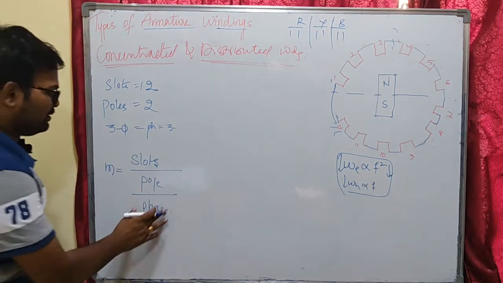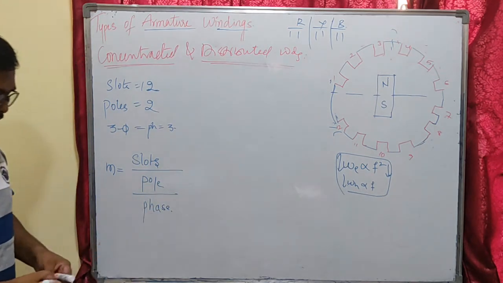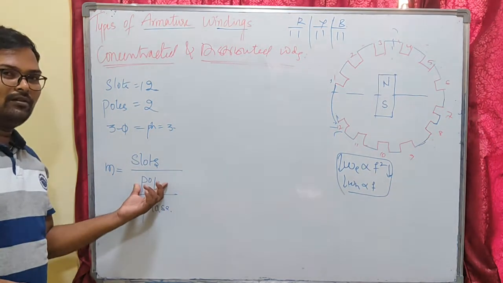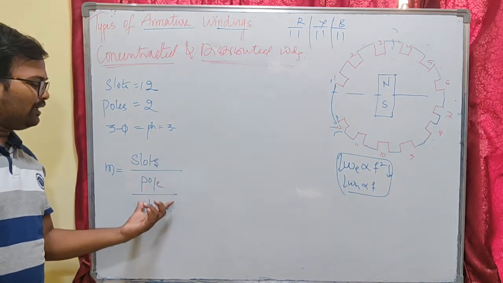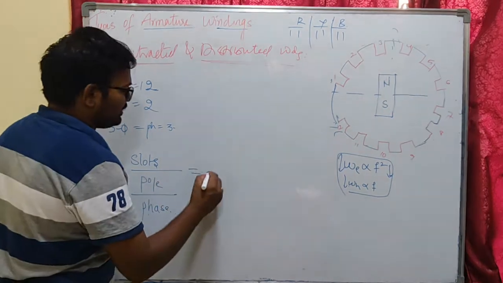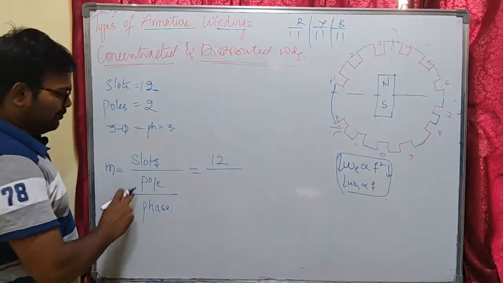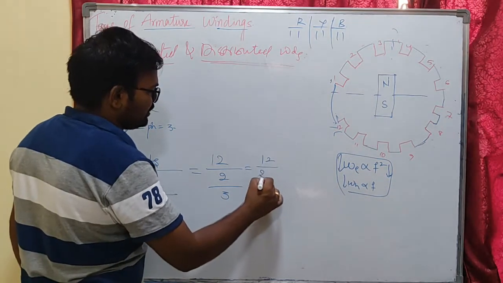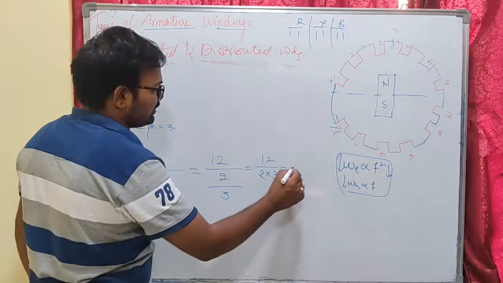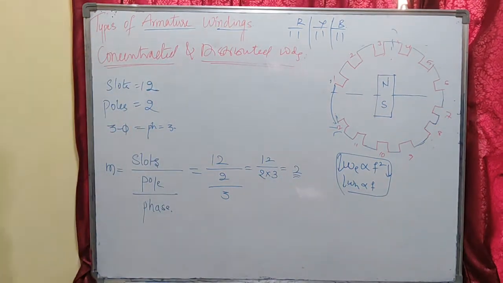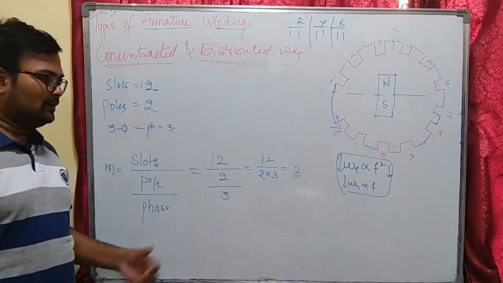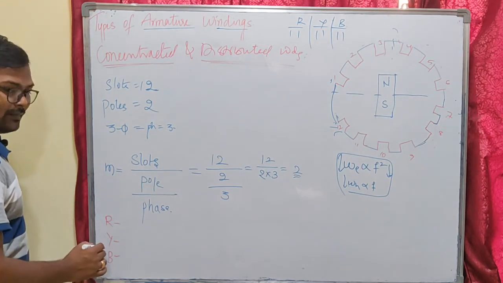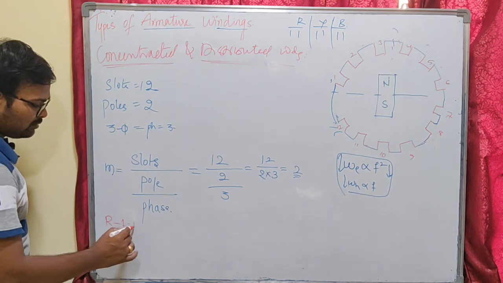So what does it mean? How many slots are there for one phase and for one pole? In this example, the number of slots is 12, the number of poles is 2 and the number of phases is 3. That will be equal to 12 by 2 into 3, which is 12 by 6, that will be 2. That means there will be 2 slots for each phase under each pole. We have 3 phases here, R phase, Y phase, B phase. For each and every phase under one pole you will get 2 slots.